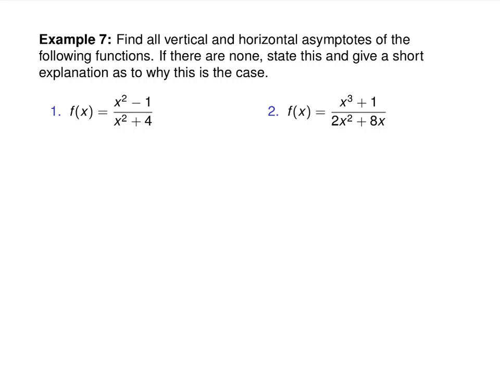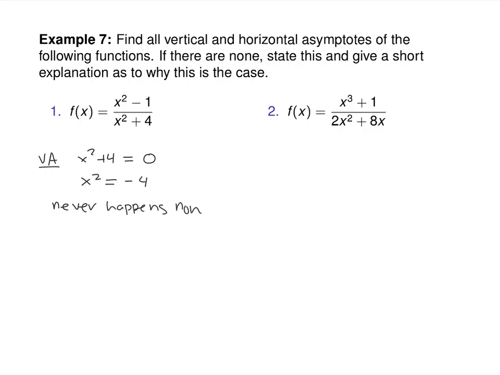So find all vertical asymptotes, all horizontal asymptotes, and if there are none, state this and give a short explanation as to why this is the case. Okay, so first of all, vertical asymptotes. Those happen where x squared plus 4 is equal to 0, right? Which means x squared equals negative 4. Never happens.